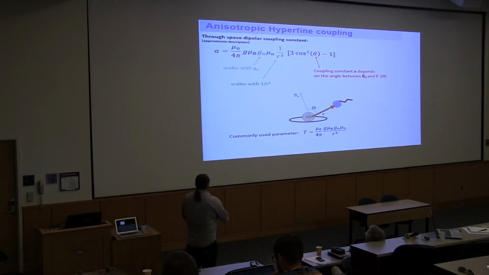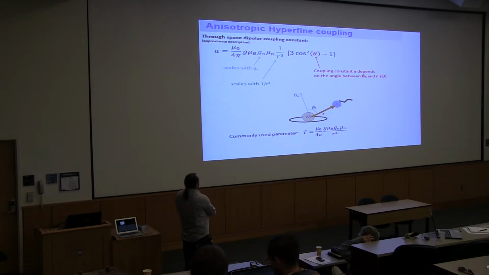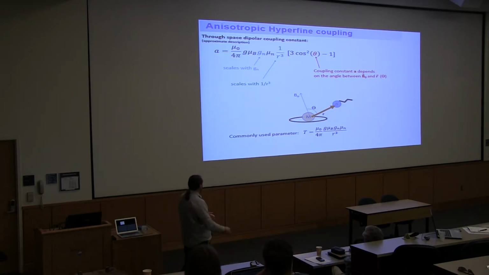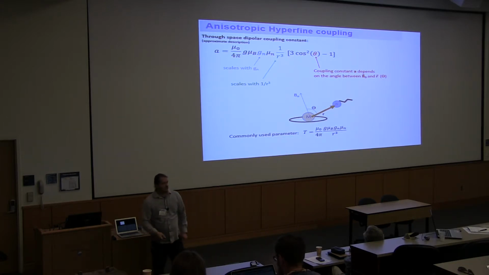And in that case, you can derive this kind of formula where you have, again, a hyperfine coupling scaled by the nuclear g value and by 1 over r cubed, where r is the distance between electron and nucleus. And you have this orientation dependence. Commonly, people use a parameter that takes all of what is in front of the orientation-dependent term and calls it T, for dipole coupling. All right.